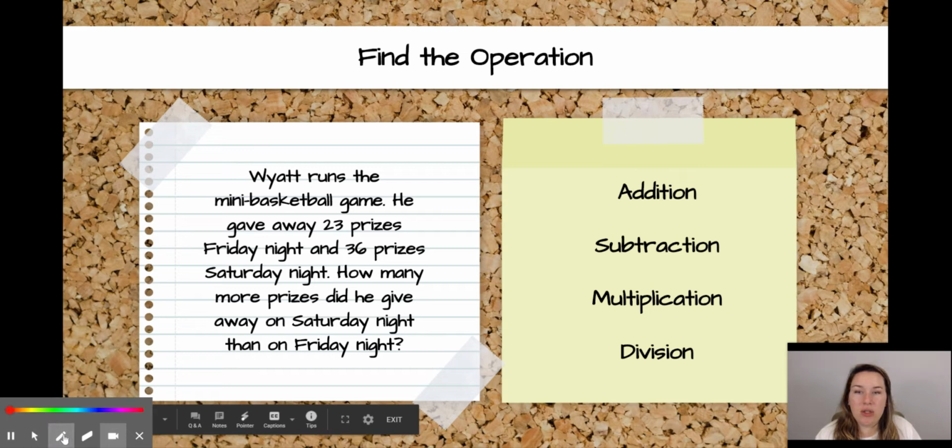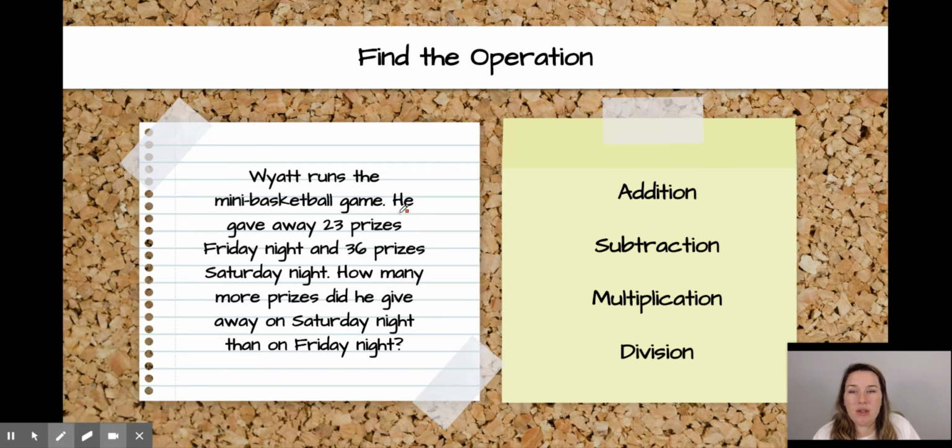Here we want to pay attention to two things. First, we want to pay attention to the fact that he gave away prizes, which automatically, in my mind, when I'm thinking about someone giving something away, they're getting less of it because they're giving it to somebody else. So he starts with a certain amount of prizes, then he gives them away. You also want to look at the fact that it says how many more prizes did he give away on Saturday night than on Friday night.